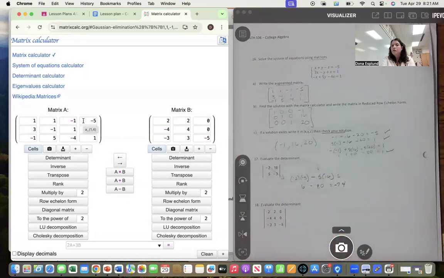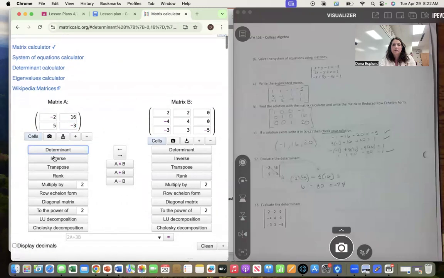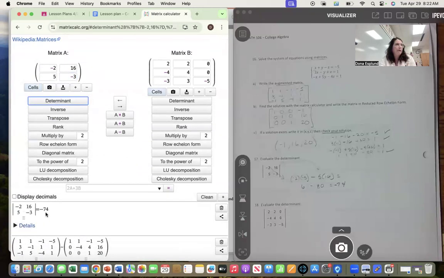And again, I don't have a problem with you putting it in your calculator. If you want to check it, check it, because I can go ahead and make my matrices here. I'll go -2, -6, then +16. And then I will put 5 and -3. Whoops, let me get -3 in the right spot. And then you just click your determinant, and you should come up with the same answer. So that was a good way to check your work.